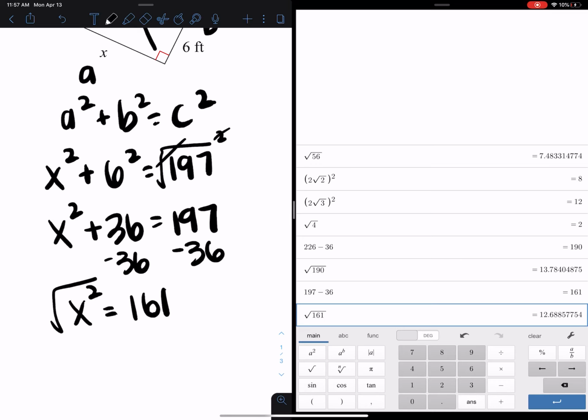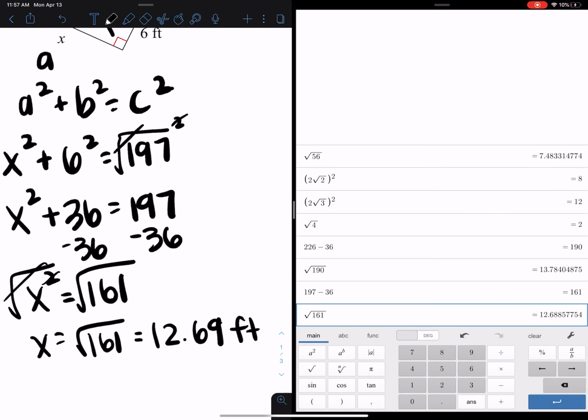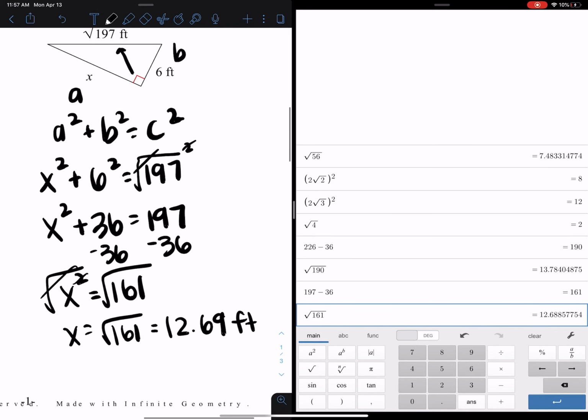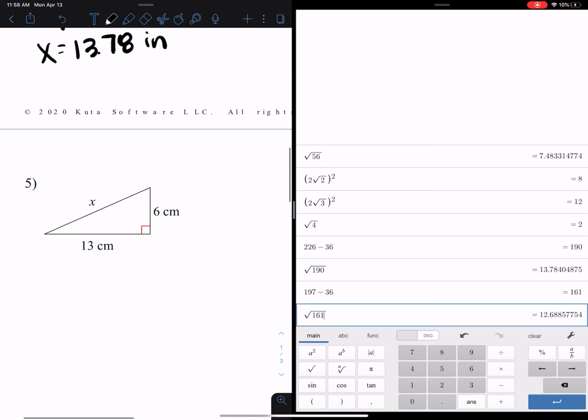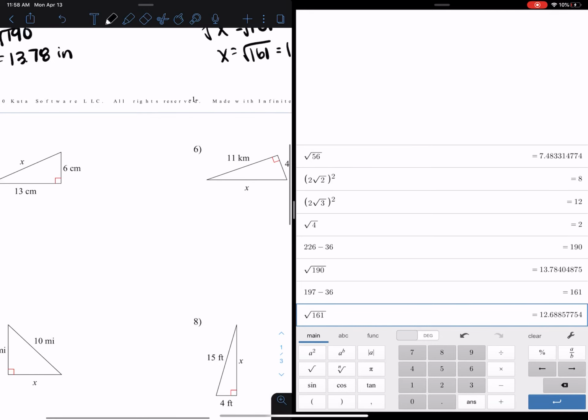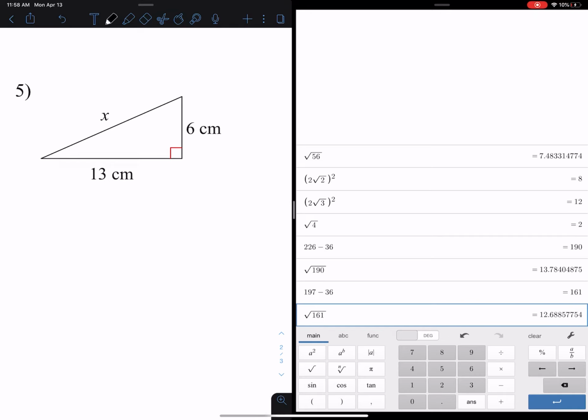And we take the square root of that. So we get x by itself. And x equals the square root of 161. Or the decimal of that is 12.69. And that's in feet. Okay, so I know those ones looked a little intimidating because they had a square root in one of the sides, but on this page, these ones, they all don't have a square root. So let's try number 5, and then I'll let you try the rest on your own.